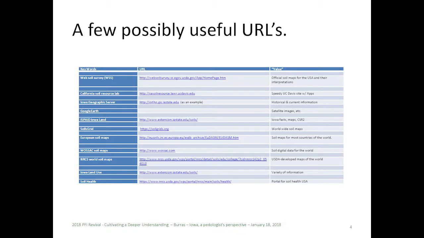After that, again, these are fairly small. I have the Iowa Geographic Server. If you type in the Iowa Geographic Server as your search words, you'll be brought to a web page that has a whole bunch of different sets of air photos and other information.